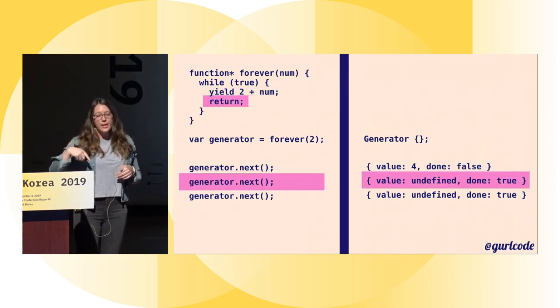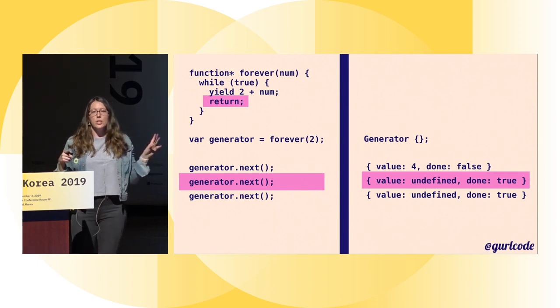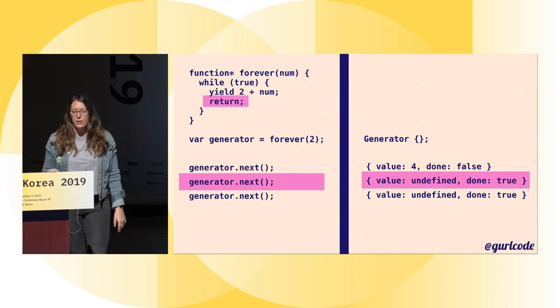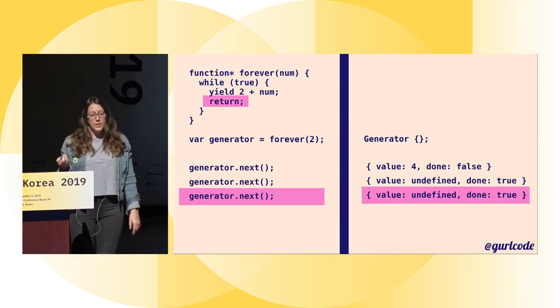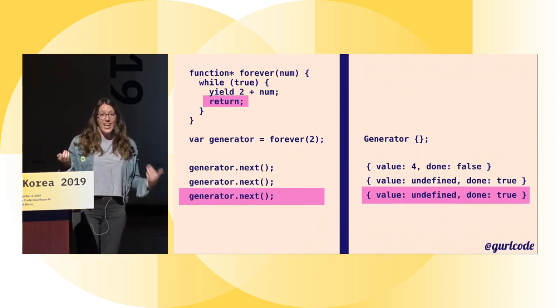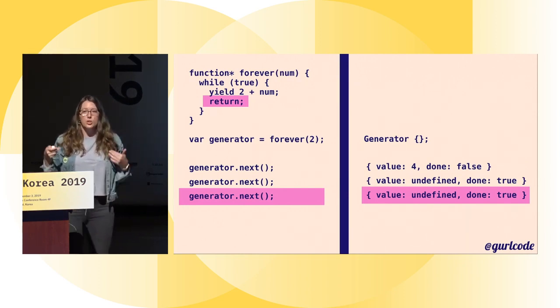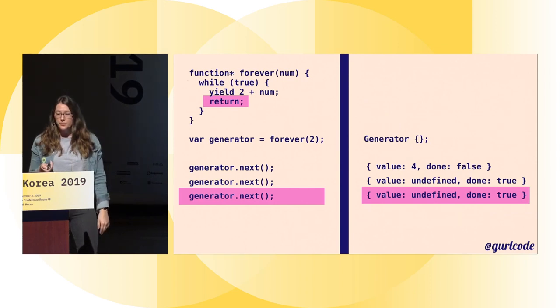So the first time I call next, we get what we expect. But as soon as it hits a return statement in a generator, it's going to cancel it. And you'll notice that it just goes straight to done true. And of course, we're not yielding a value. Same thing when we call next, we've canceled this generator, so there's no way for it to keep running anymore. This is actually done completely.